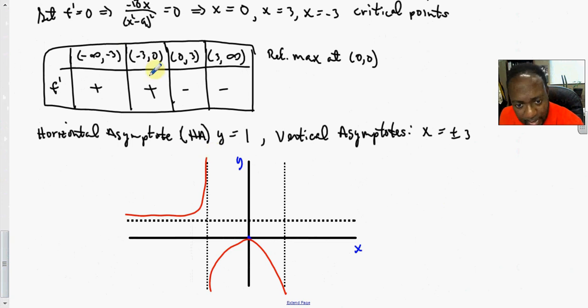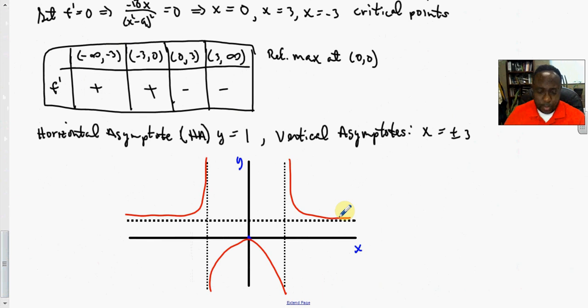Right? From -3 to 0 is increasing. From 0 to 3, decreasing. And then from 3 to positive infinity is decreasing. But is it here? Now, if it's there, doing that is increasing. So it has to be here. So it's decreasing. Right? And they're all smooth.